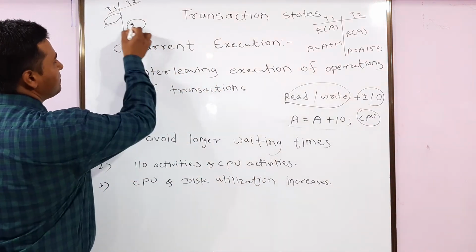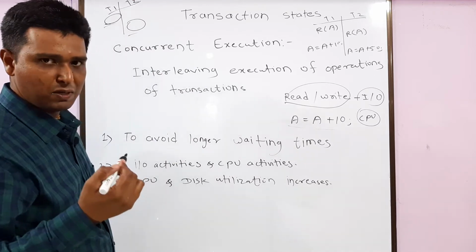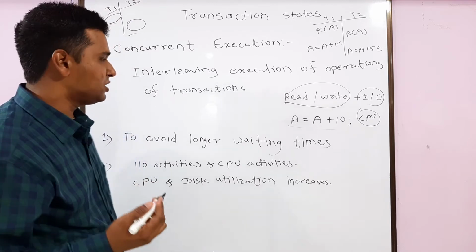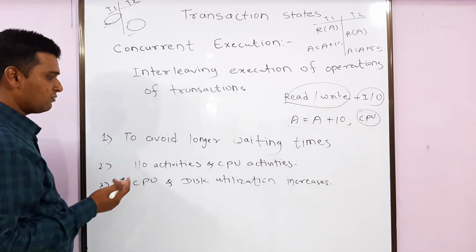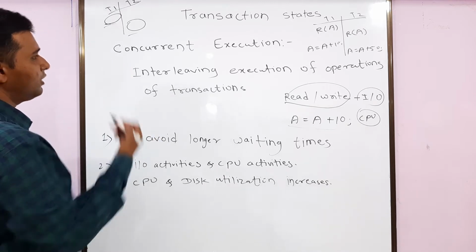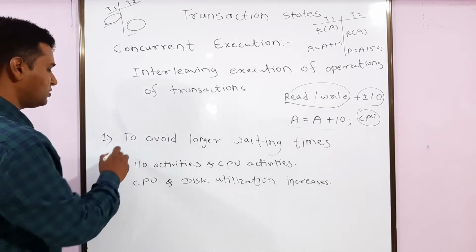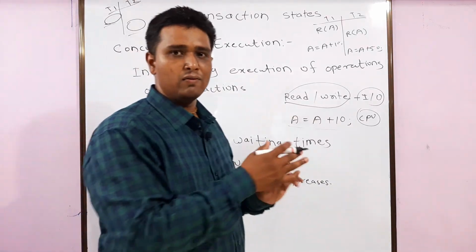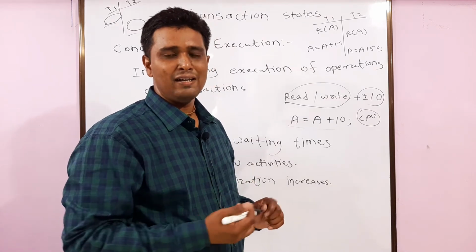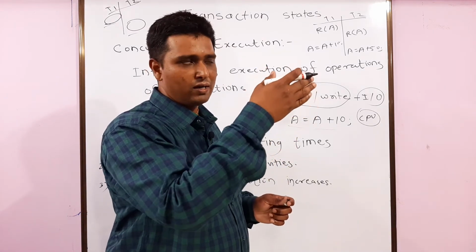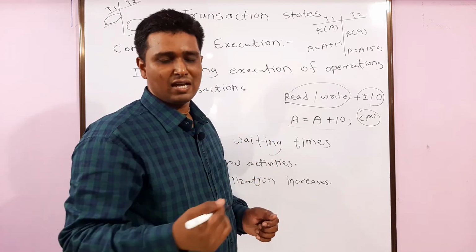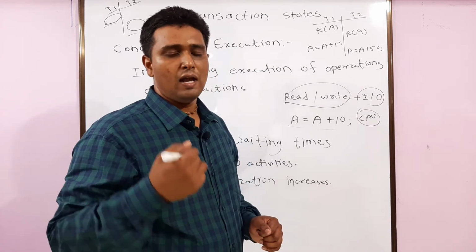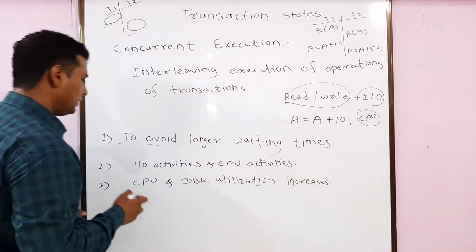When we execute in a serial manner, the resources, especially disk and CPU, are not utilized properly. The utilization is not optimal. That's why we have parallel or concurrent execution. The first reason is to avoid longer waiting times. Let's say we have 10 transactions in one schedule, T1, T2 up to T10. In a serial schedule, if one transaction completes first, then the second, then the third, T10 is going to starve. It has to wait for a long time, and that is a problem.